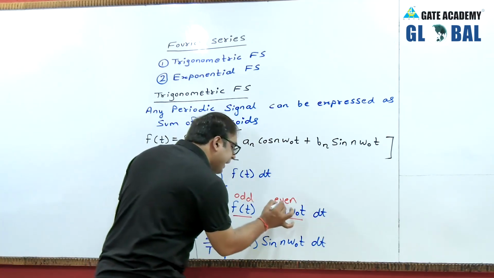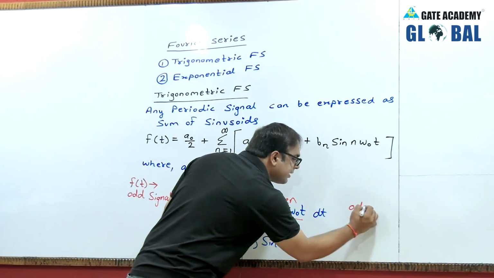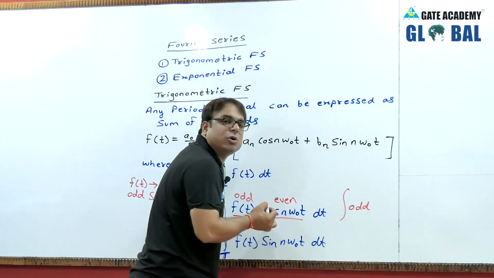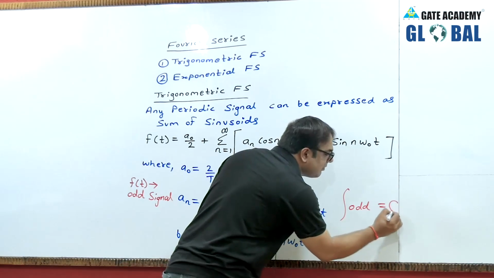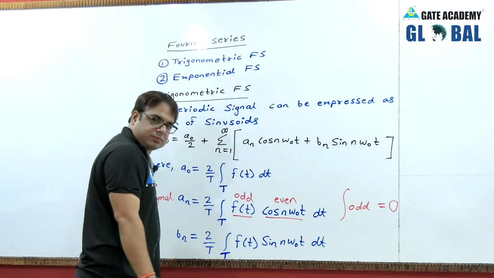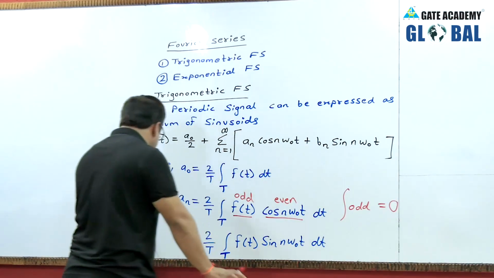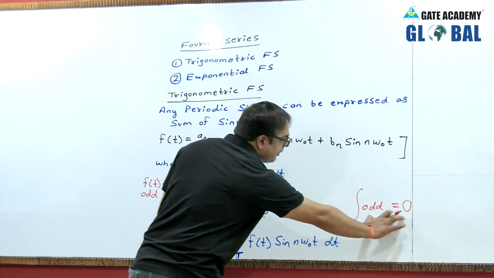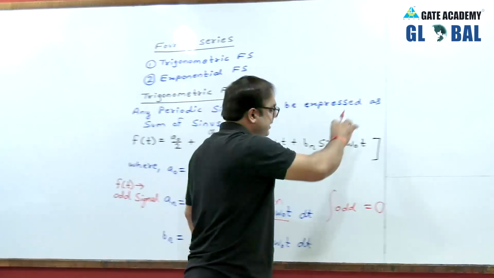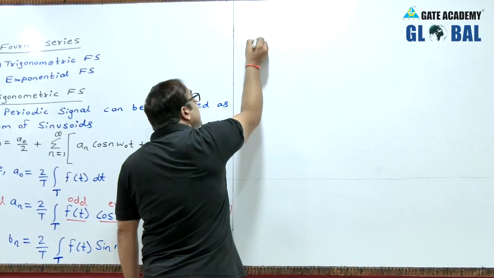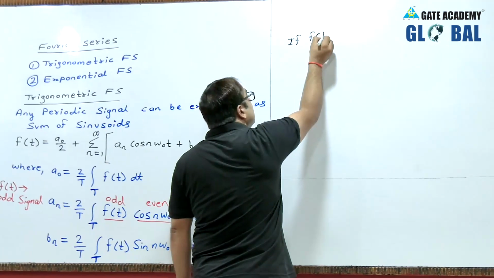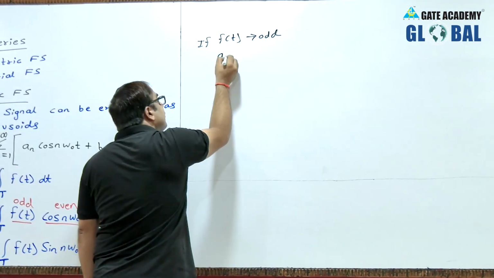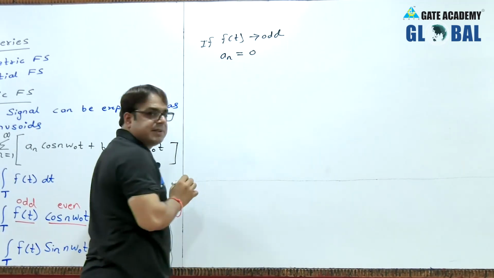Multiplication of odd and even will be an odd signal. And we know integration of an odd signal over a time period will always give you 0. So the simplest conclusion is, if f of t is an odd signal, a of n will be equal to 0.